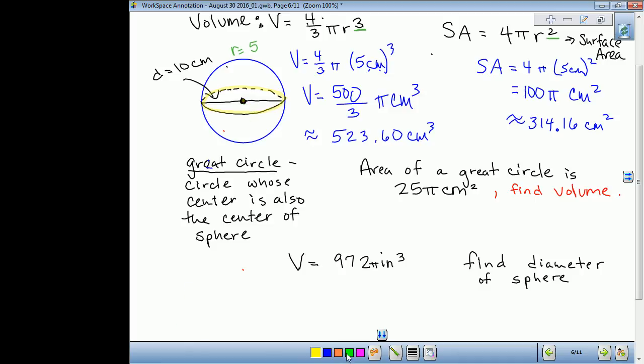Now we have an indefinite number of great circles in a sphere. We could have one that looks like this. We sliced it this way, where the center was the same. Okay, now what would not be a great circle? Here's an example of one that is not. You see that this is a circle that I could cut out of this sphere, but its center is not the same as the center of the sphere. So the purple one is a non-example, a counterexample.